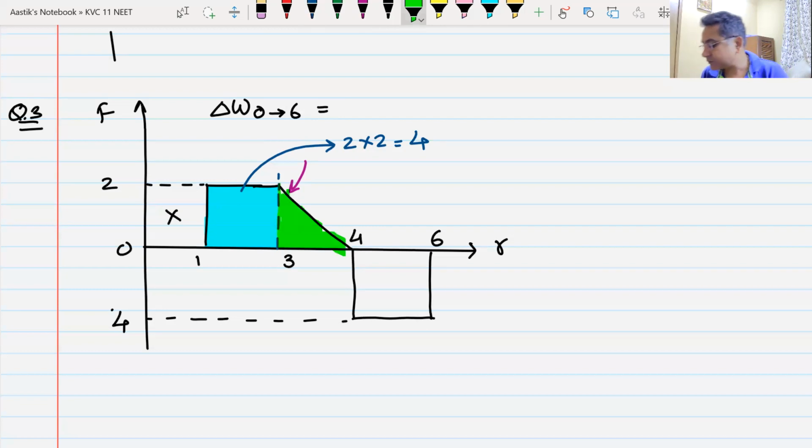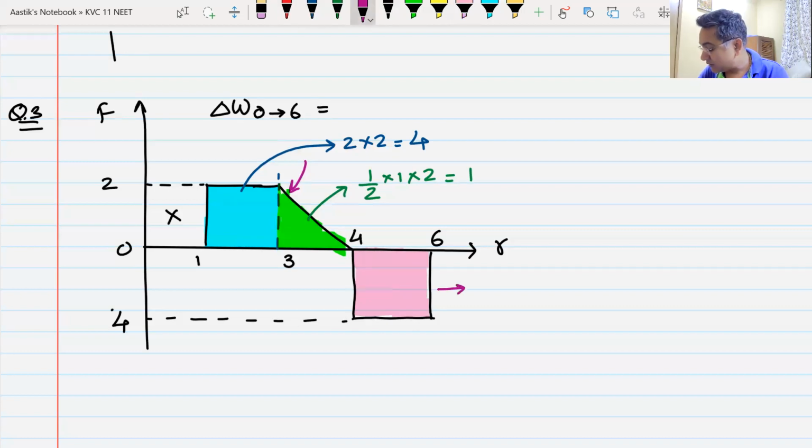This is the triangle. I can now find the area of this triangle as well. Half, base is 1, height is 2, half into 1 into 2, this becomes 1. All of these areas are positive. Let me move on to the pink one. This pink one is below the x-axis, below the displacement axis, as you can see. So this area is going to be negative.